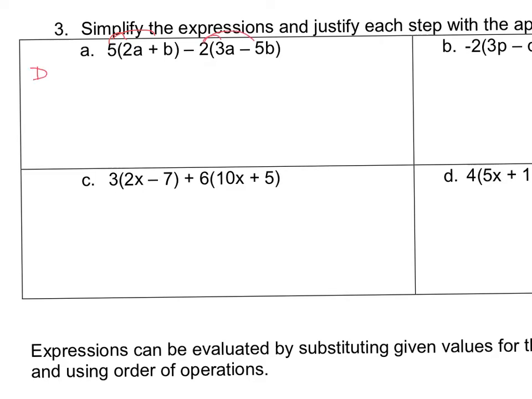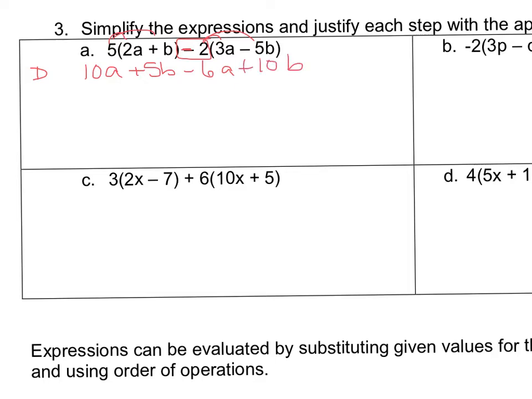So this is distributive property. 5 times 2a is 10a. 5 times positive b is positive 5b. Negative 2, because remember that minus here goes with it. Negative 2 times positive 3a is negative 6a. Negative 2 times negative 5 is positive 10b.